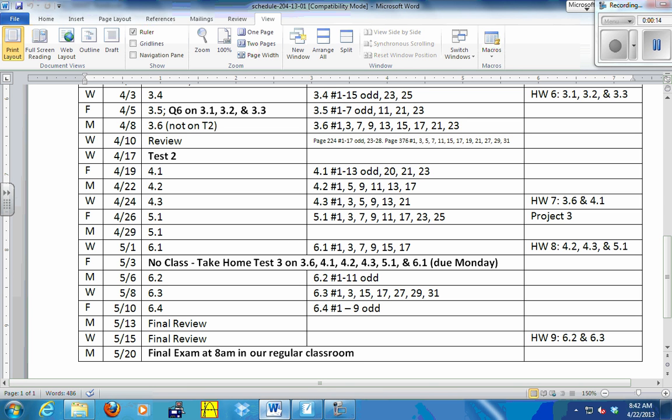So today's 4.2, sinusoidal forcing, and then we skipped 3.7, and test 3 is going to be a take-home instead of an in-class test. And there's actually no class on Friday, May 3rd. We'll just have that day to work on the take-home test.